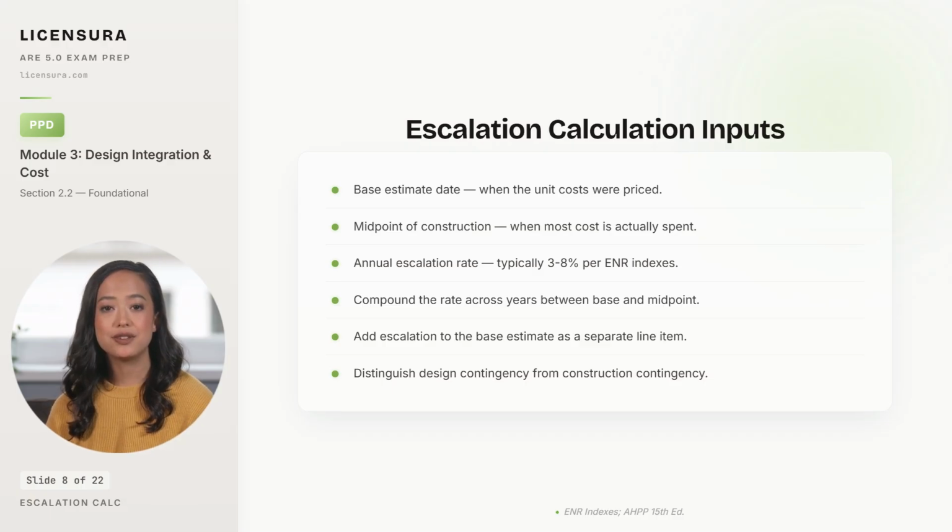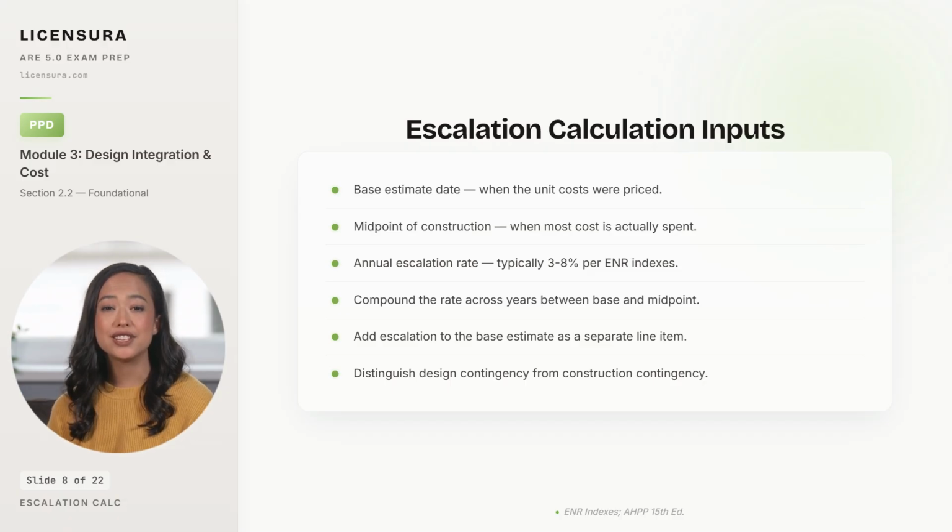The annual escalation rate is typically 3 to 8% per Engineering News-Record indexes, but you should match the rate to the specific building type and location because residential and healthcare escalate differently. You compound the rate across the number of years between the base estimate date and the midpoint of construction, not simple addition, compound multiplication. You add escalation to the base estimate as a separate identified line item, not buried in the unit costs because the owner needs to see it explicitly to plan financing.